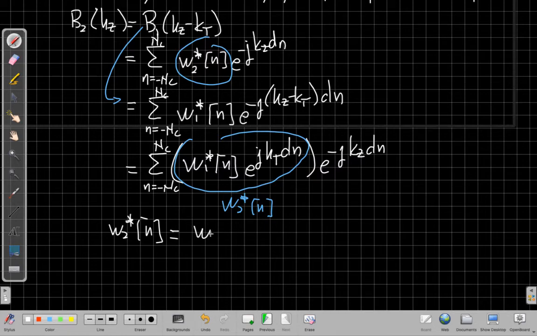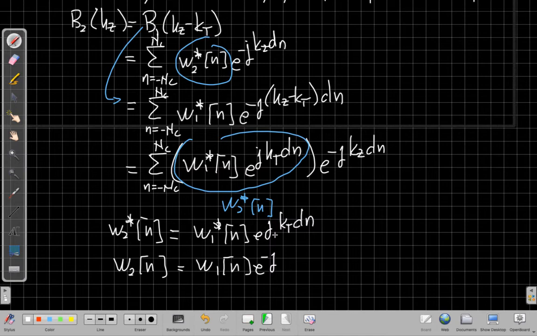So doing that, we'd see W2 star of n would be equal to W1 star of n, e to the j, the steering wave number, kt, times dn. And so taking a conjugate of each side, it says the new weight vector is the original weight vector times e to the minus j kt dn, since the conjugate of e to the plus j gives e to the minus j. So as we predicted from our intuition, we're going to take the original weight vector and multiply it by a complex exponential, albeit with a different sign exponent than we would have expected from the time domain.